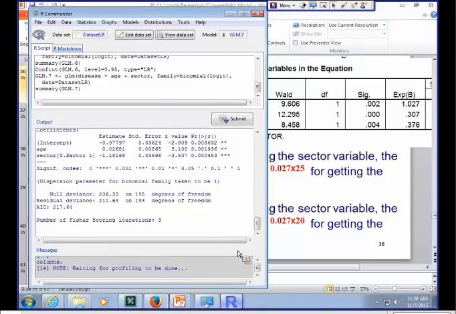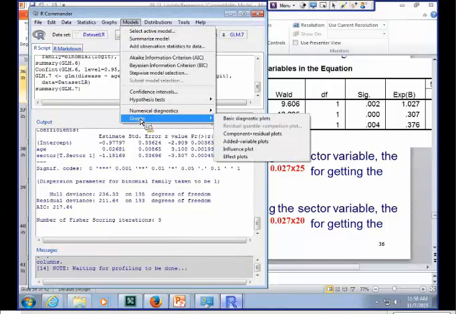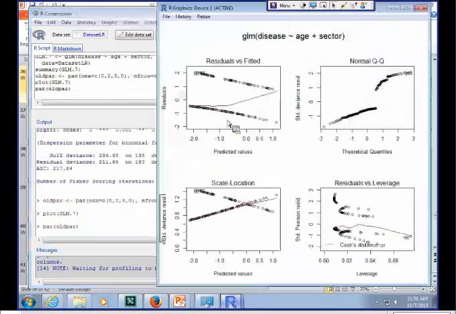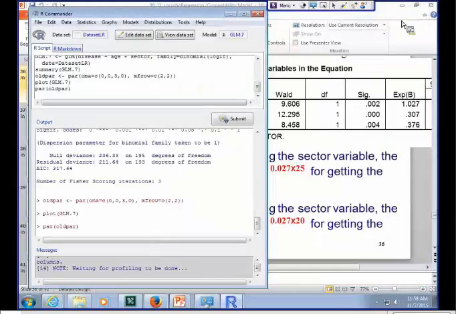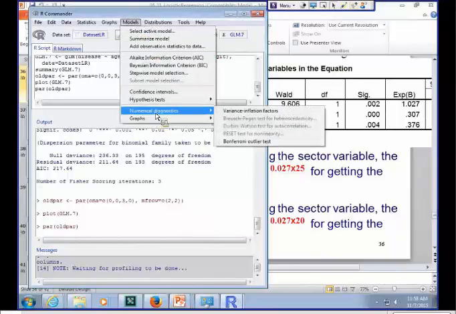Does it make sense? Right? And you can also click Model and then Graph to do some basic diagnostics. And usually the graph will look kind of weird, right? And the normality plot is not really right there. This is a generalized linear model.